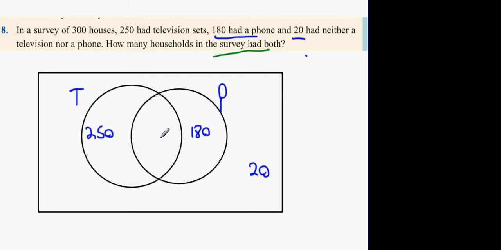What do we put in here? X. And then if we put an X there, what do we have to do as well? 250 minus X. You have to make sure that's not double counted, so you have to take away X on both of them. Okay, now we're at the stage where we can make the equation.